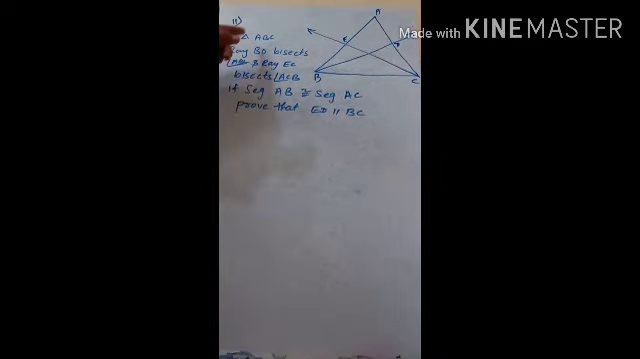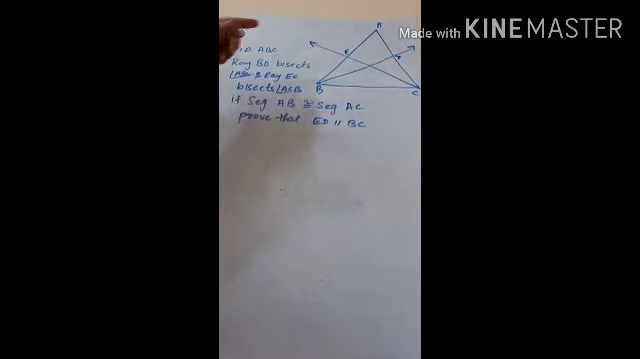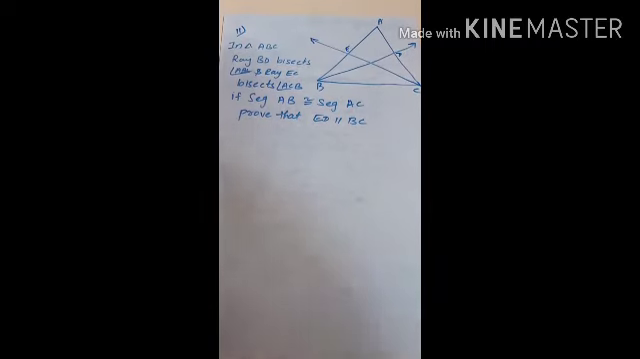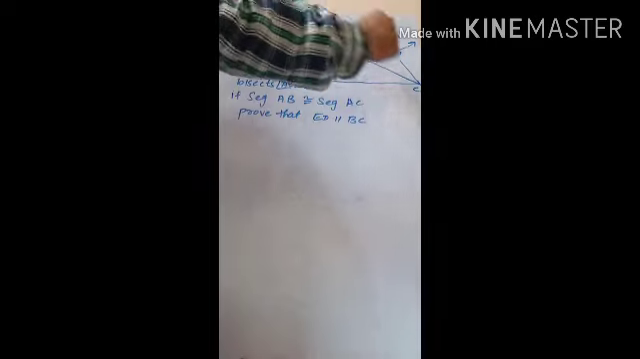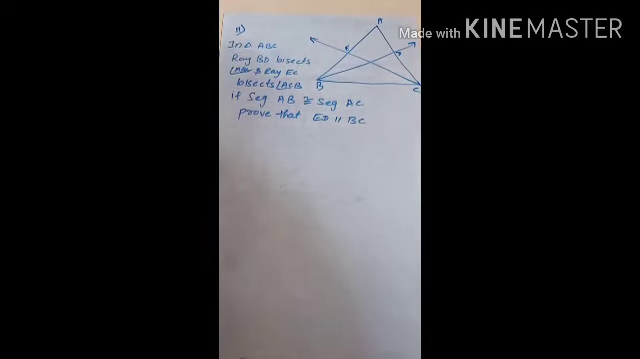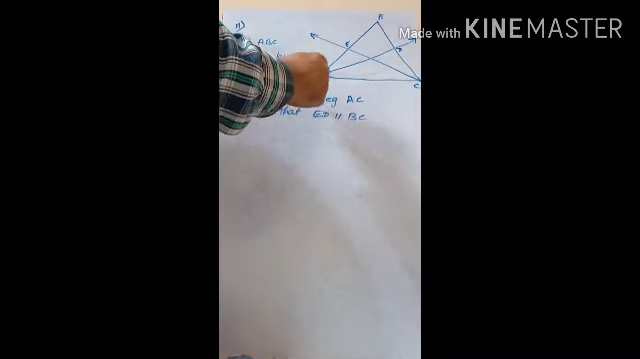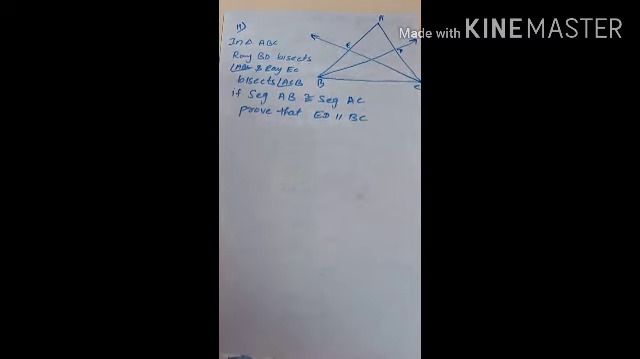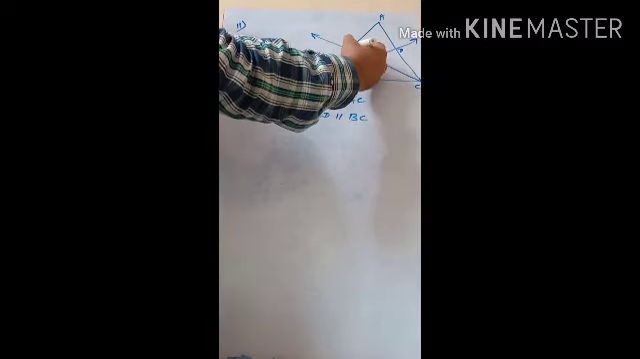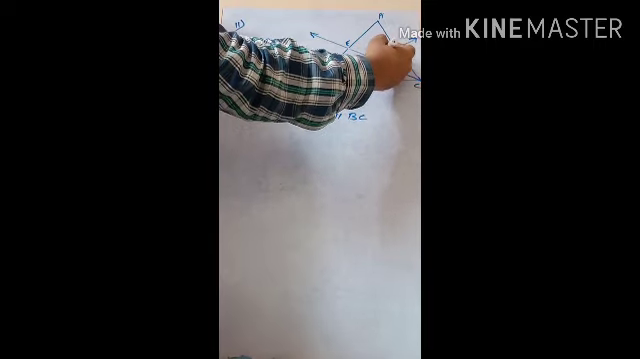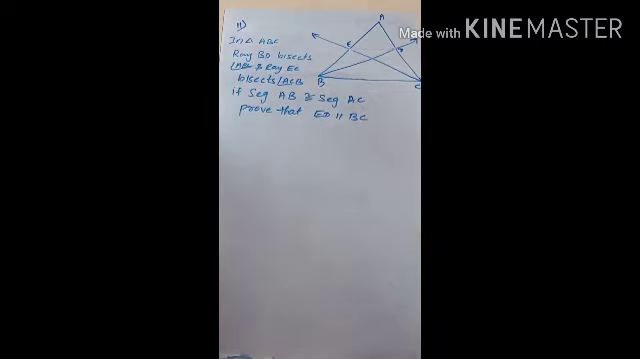What is that? In triangle ABC, ray BD bisects angle ABC, and ray EC bisects angle ACB. If segment AB is congruent to segment AC, then prove that ED is parallel to side BC. I draw over here ED. This is ED. ED parallel to side BC.